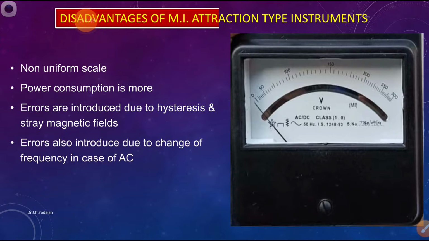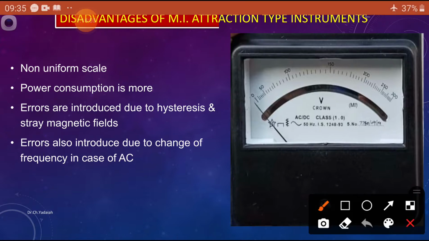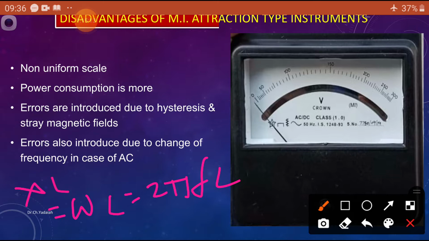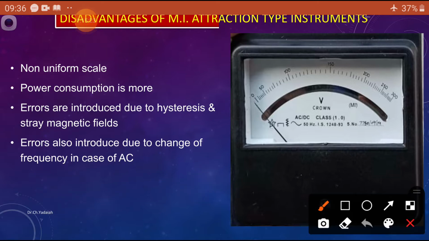Errors are also induced due to the change of frequency in case of AC. If the frequency changes, what will happen? We know the formula: XL = ωL = 2πfL. Due to the inductive reactance XL, there is a magnetic field. So if the frequency changes, this value changes, and then there is a possibility of error. Whereas in DC, the frequency is equal to how much? 0.